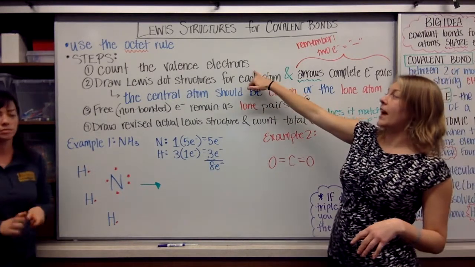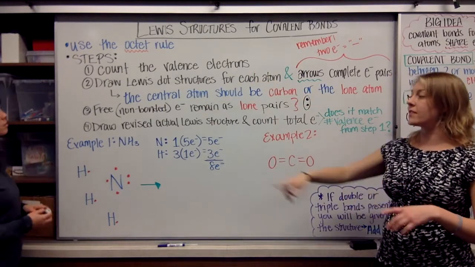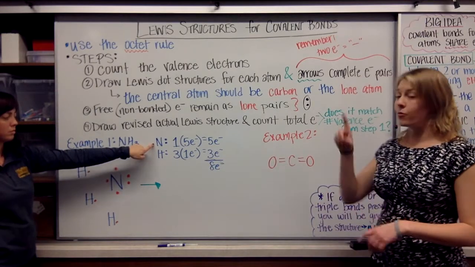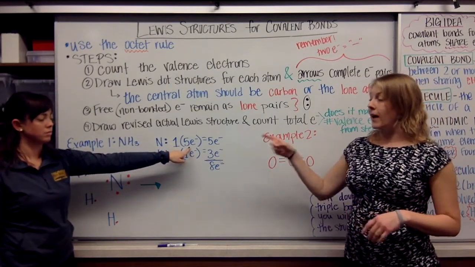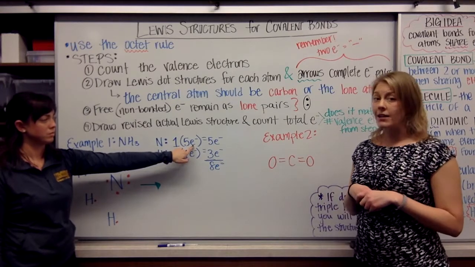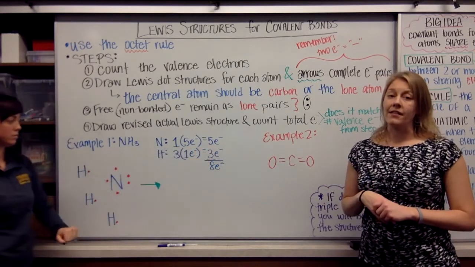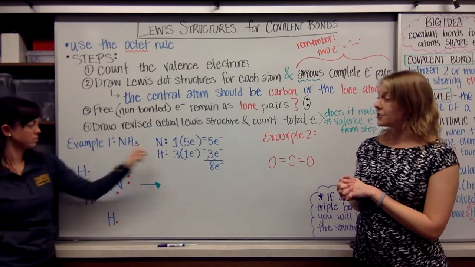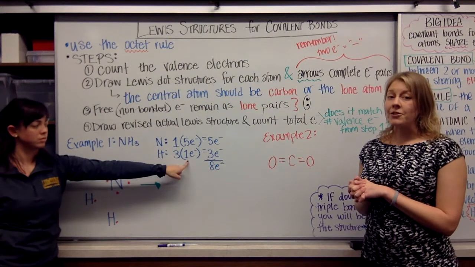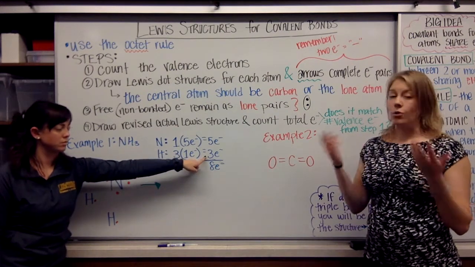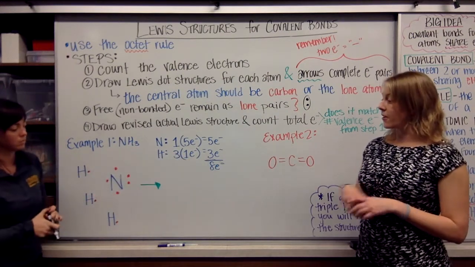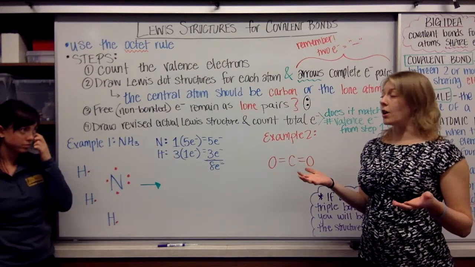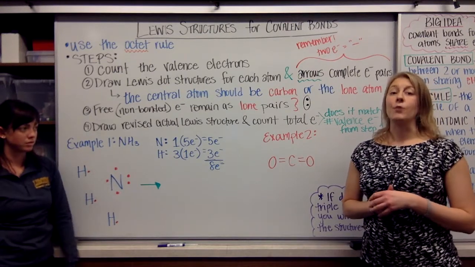The first step is we're going to count the valence electrons. And we've done this for you in our first example down here. We have 1 nitrogen. Each nitrogen has 5 valence electrons, which you should be able to predict from the periodic table, for a total of 5 valence electrons for nitrogen. For our hydrogens, there's 3 hydrogens in NH3. Each hydrogen has 1 valence electron for a total of 3 electrons. When you add those together, you get a total of 8 valence electrons. We need to make sure that when we're drawing our Lewis structures, we have those 8 valence electrons represented at the end of our structure.